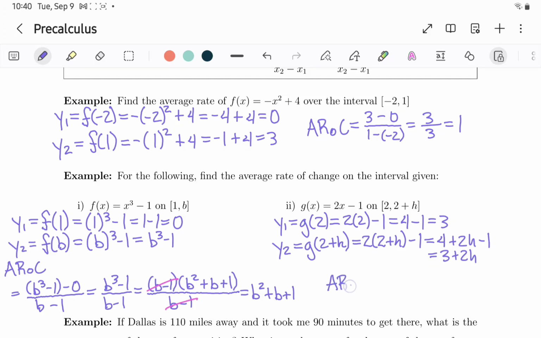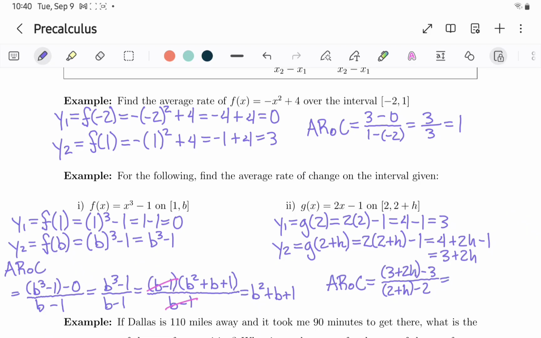So here, our average rate of change is going to be equal to 3 plus 2h minus 3 in the numerator over 2 plus h minus 2 in the denominator. So now we just want to simplify both the top and the bottom to see what our average rate of change is going to be.